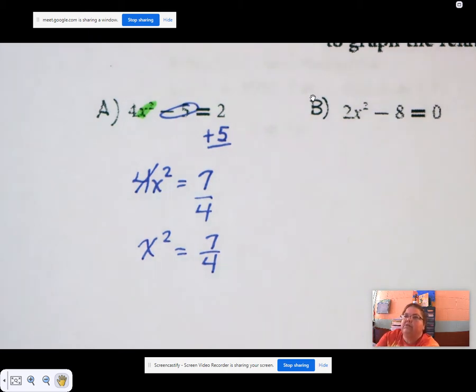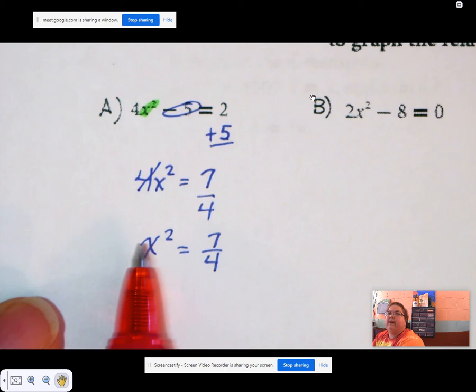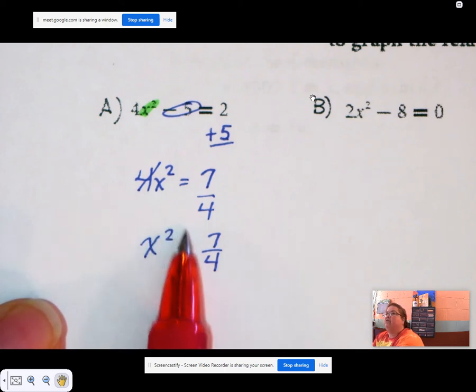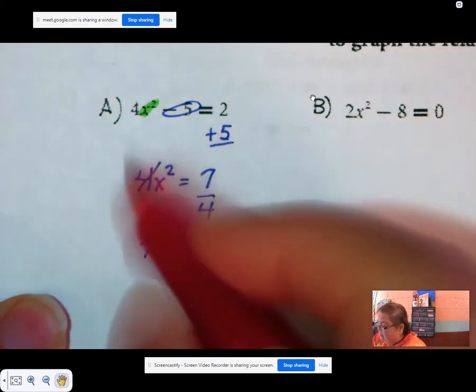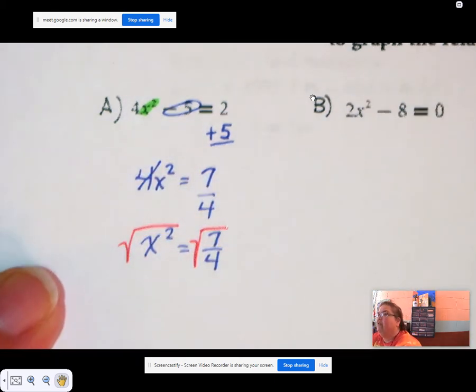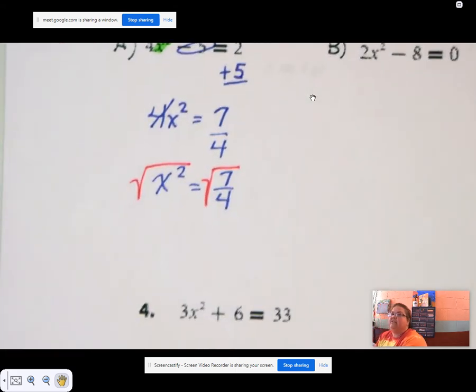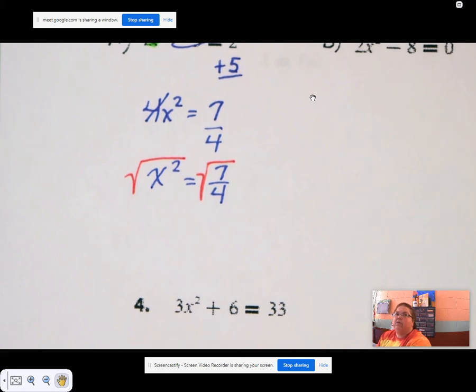Here's the part that's new. I've got to get rid of this square in order to find out what x is. What is the inverse or the opposite of squaring something? Taking the root of it. That's right. So what I do on one side, I've got to do on the other. So we're taking the square root of both sides. That's why we have to do it that way. Remember, what you do on the left, you've got to do on the right.